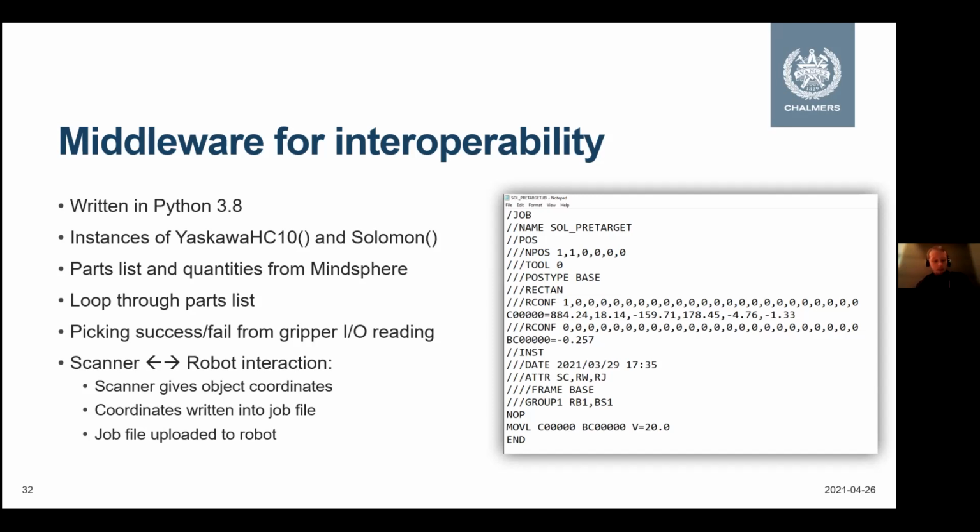And for the scanner robot interaction, we have set it up so that the scanner provides object coordinates, and we write these object coordinates into a robot job file, and then we load the job file to the robot. The robot control is based on triggering these different job files. So for each new pick, we have to get scanner coordinates, create a job file, and then trigger the job file on the robot. An example of the job file you see on the right here. It's in form language, so it's quite a simple syntax, really.